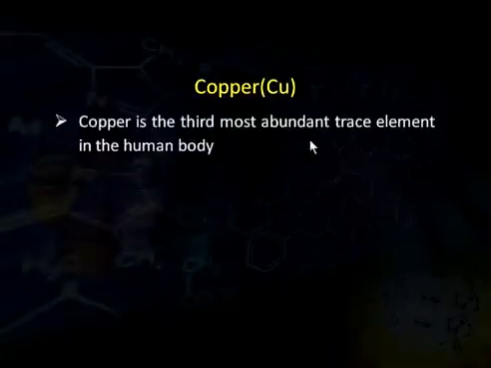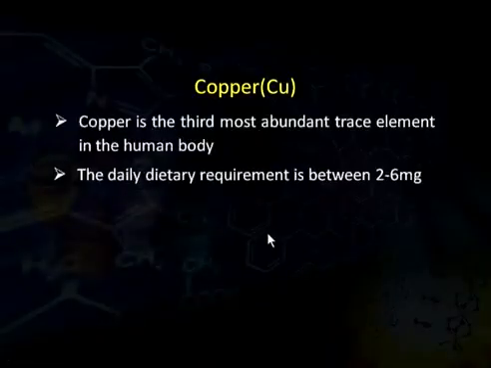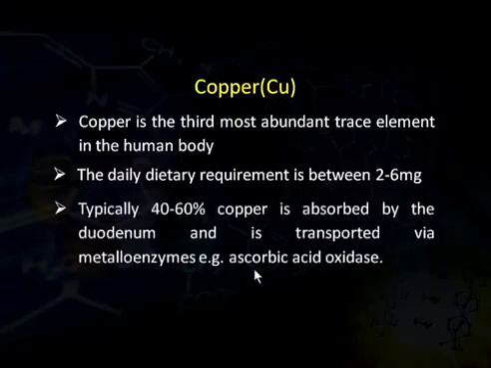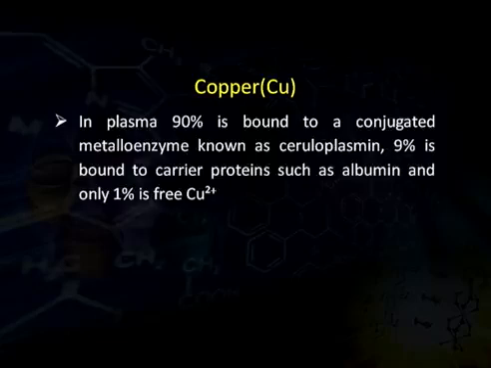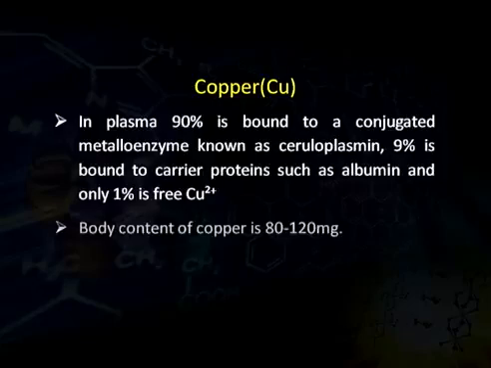It is the third most abundant trace element in the human body. The daily dietary requirement of copper is between 2 to 6 milligram. Typically 40 to 60% of copper is absorbed by the duodenum and is transported through metalloenzymes like ascorbic acid oxidase. In plasma, 90% of the copper is bound to a conjugated metalloenzyme known as ceruloplasmin. 9% is bound to carrier proteins such as albumin, and only 1% of the copper is free in the form cupric, that is copper 2 plus. Body content of copper is 80 to 120 milligram.